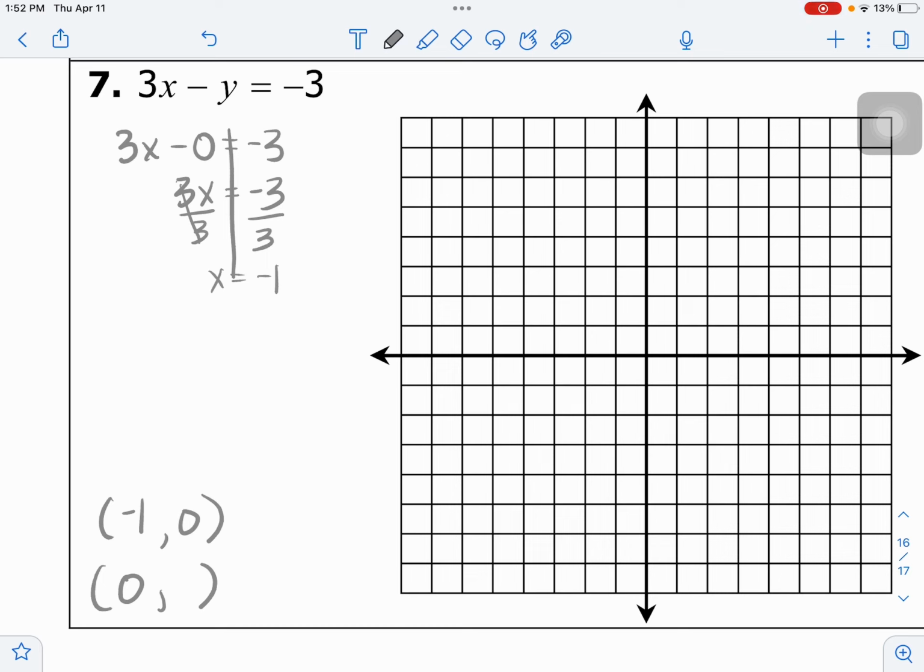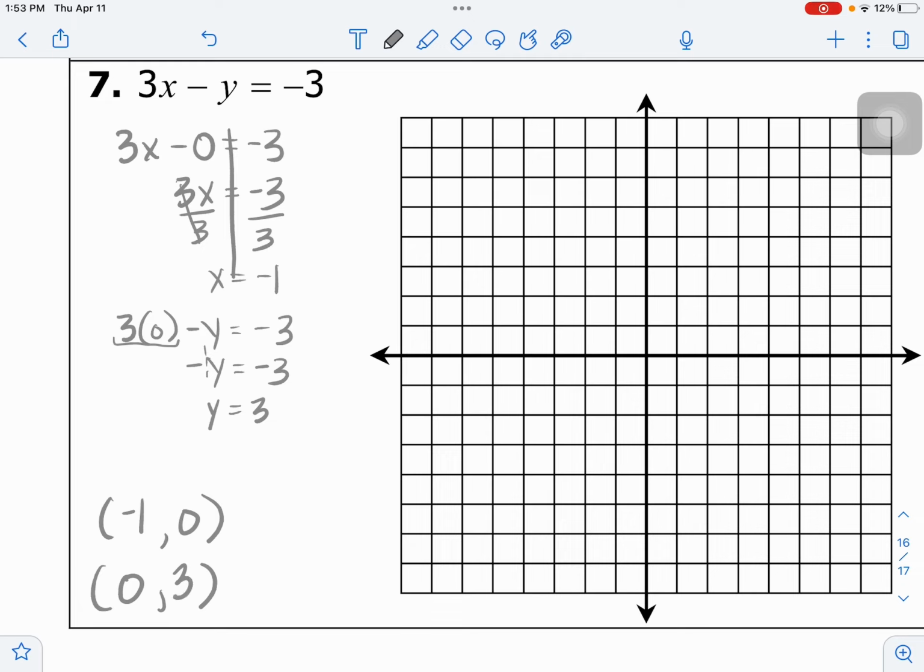And then I'm going to find my y-intercept by making my x 0. So I've got 3 times 0 minus y equals -3. This is just 0, but remember, I've still got a negative y. So I'll rewrite this minus y, or negative y, equals -3. Sometimes people divide both sides by -1, since there's an invisible 1 here. Other times people say, well, it makes sense. If negative y is -3, then positive y is +3.